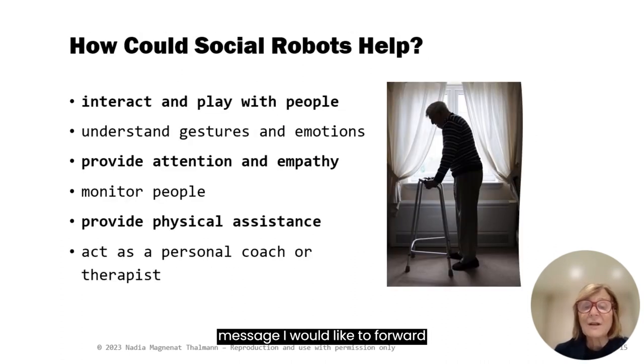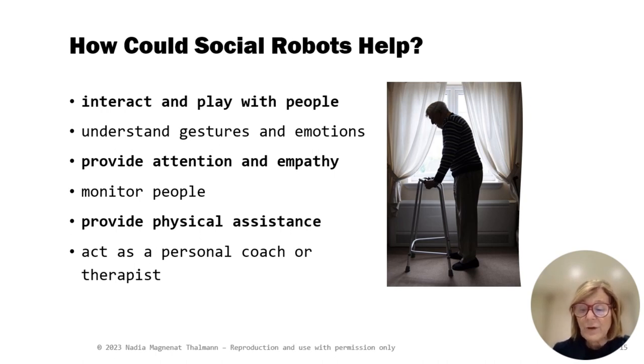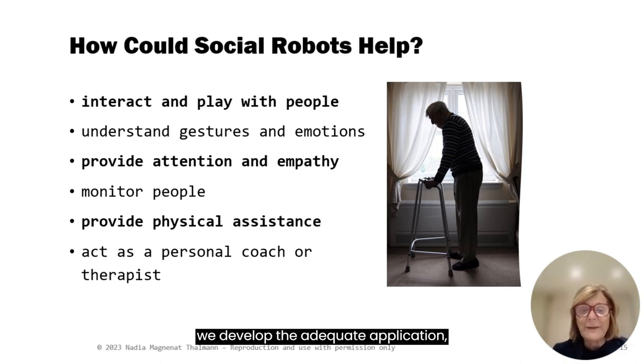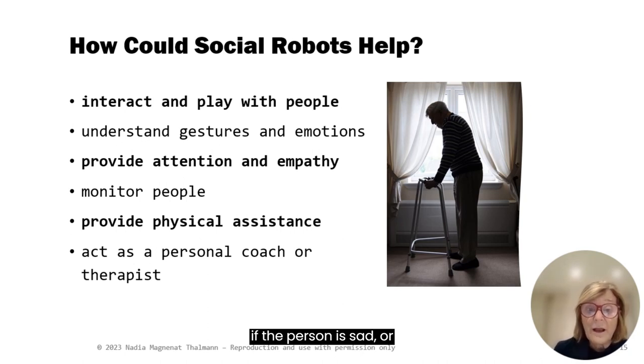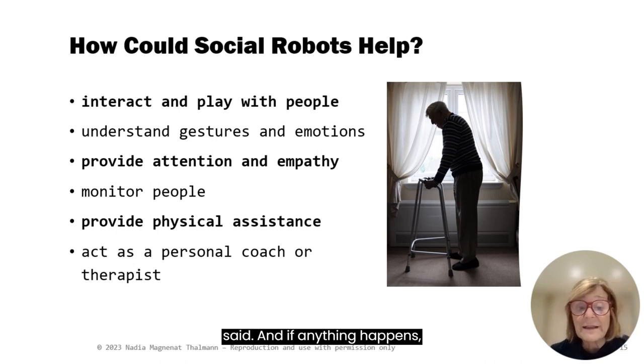But maybe the message I would like to forward now is that the first thing we should ask with this technology is why do we need a robot in a certain situation? For example, my case study here, of course, is social robots in elderly homes or in private homes. So what could such a robot do? If we develop the adequate application, a social robot can interact and play with people. It can understand if the person is sad, show empathy, understand what is being said, and if anything happens, monitor the family, and in the future, probably give physical assistance and so on.